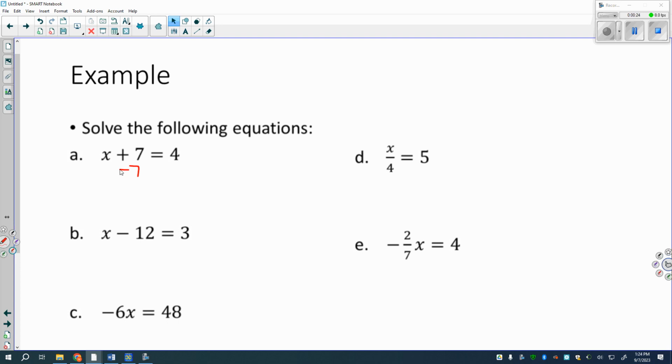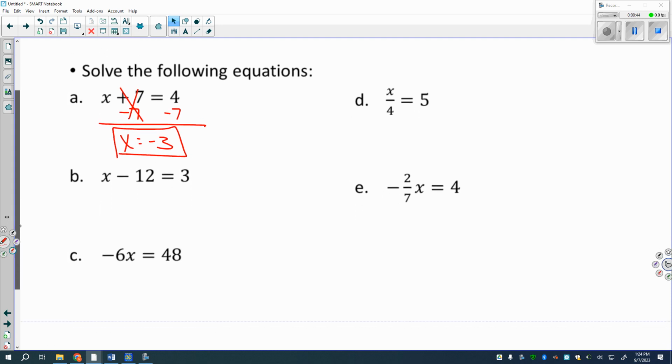I can't just do that to one side, though. I have to do it to both. So if I subtract 7 from the left side, I subtract 7 from the right side. This adds to 0, so I just bring the x down. And then on the other side, I take 4 minus 7 and get negative 3.